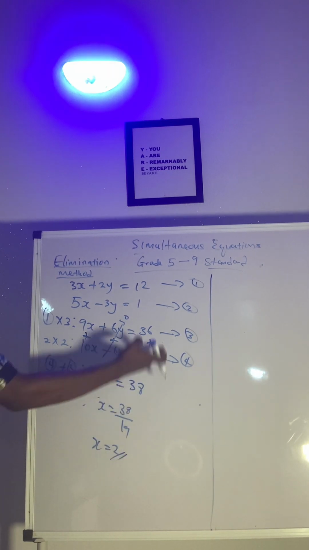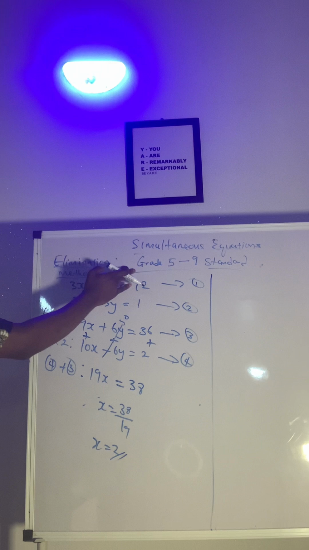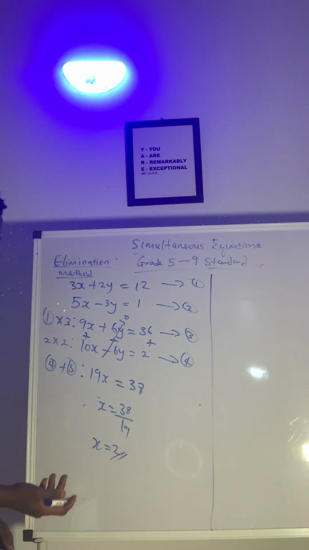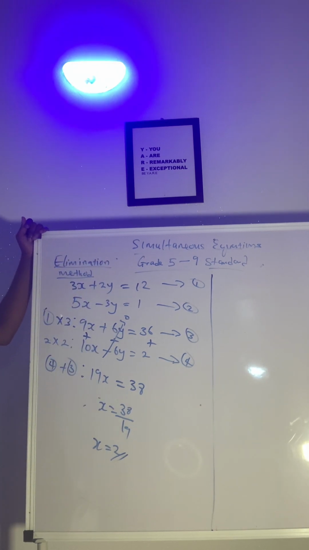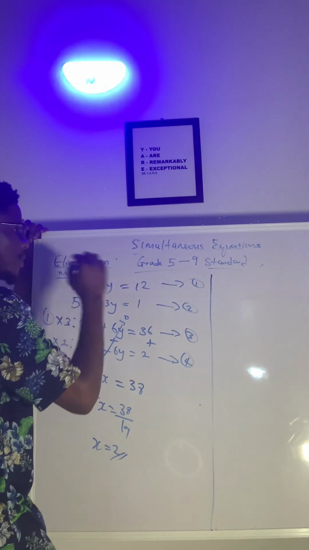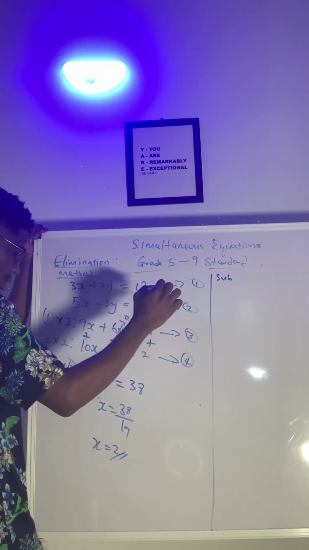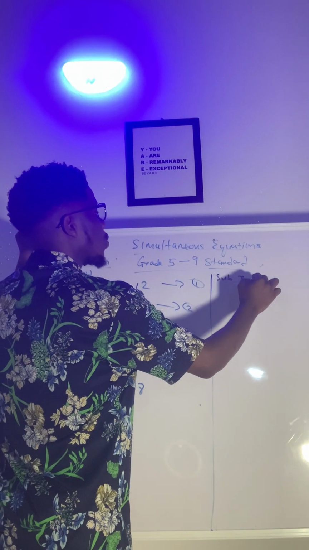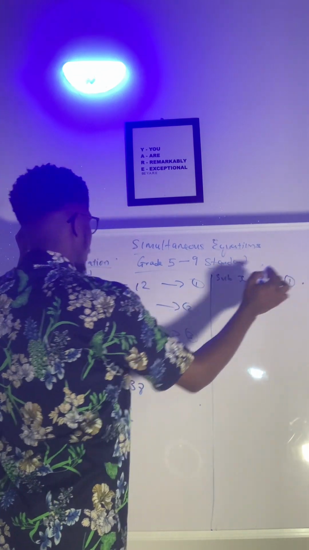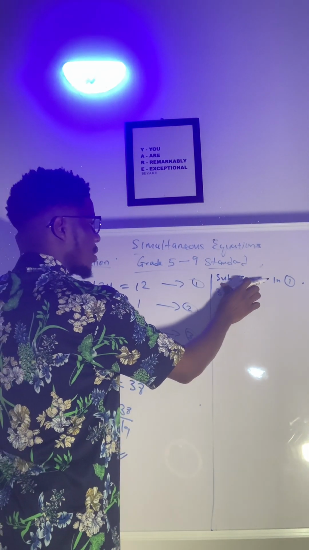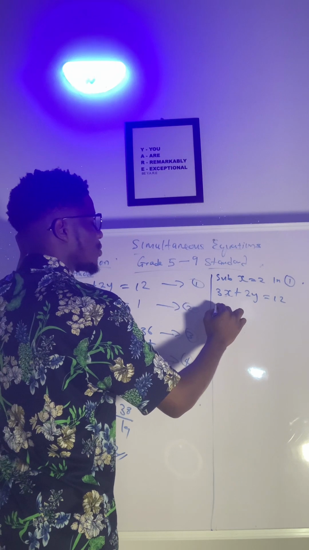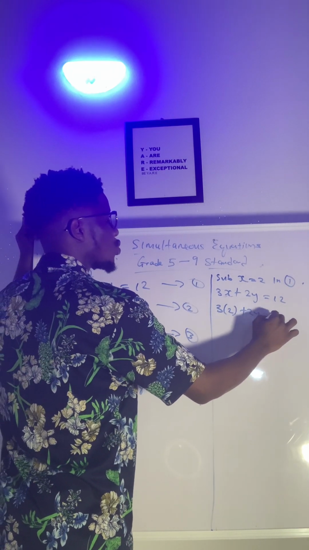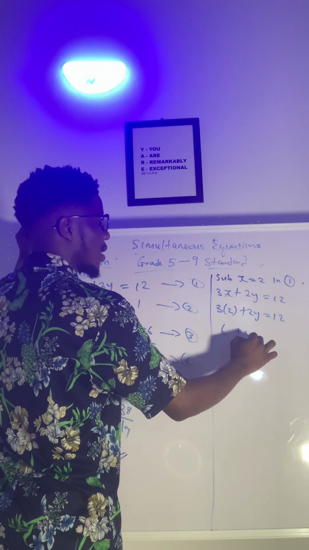Since we've gotten the value of x, all we need to do is substitute the value of x into equation 1 or equation 2, so we can get our y. We are now back to the substitution method. I'll take equation 1. Substitute x equals 2 in equation 1. That gives me 3x plus 2y equals 12. So that gives me 3 into 2 plus 2y equals 12. That gives me 6 plus 2y equals 12.